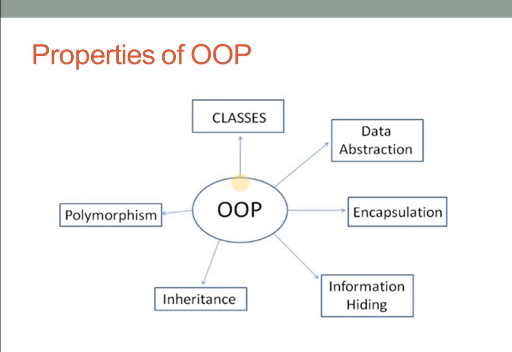Inheritance, there are different types of inheritance in OOP concepts. You might have heard that single inheritance is there, multiple, multi-level inheritance, hierarchical, hybrid, like that. Many types of inheritance are there. And what does this inheritance mean? Inheritance is one property of object-oriented programming language which helps code reusability.